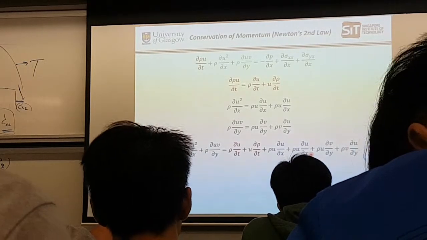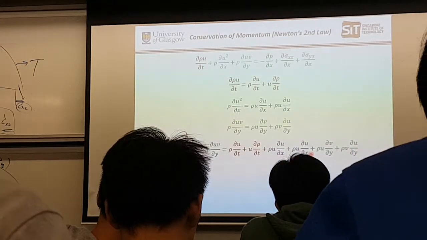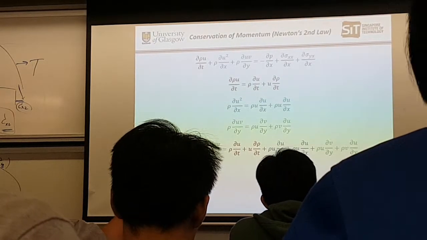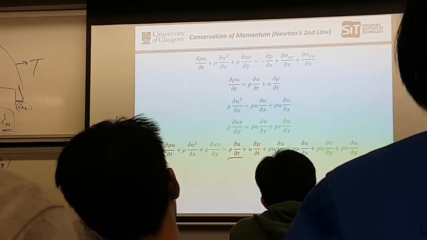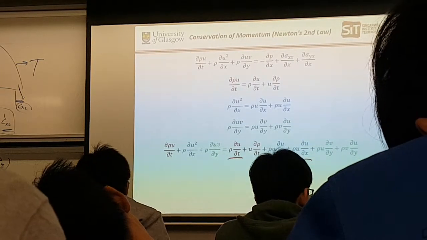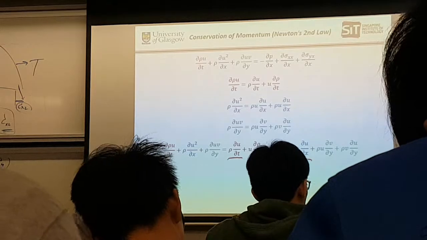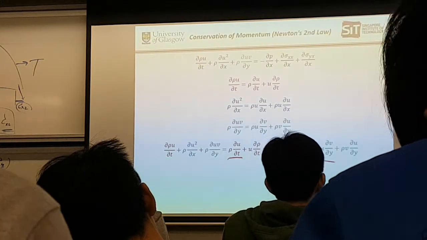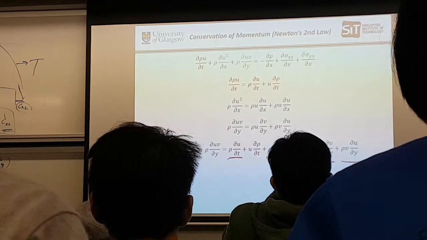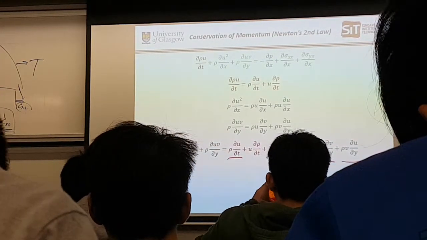So what's the purpose of doing this? Okay, the purpose is this. If you can notice, I have a rho du dt. I have a rho u du dx. What else do I have? I have a rho v du dy. So all these terms here have got some rho inside. So rho is a density value, right? So it can be factorized out.